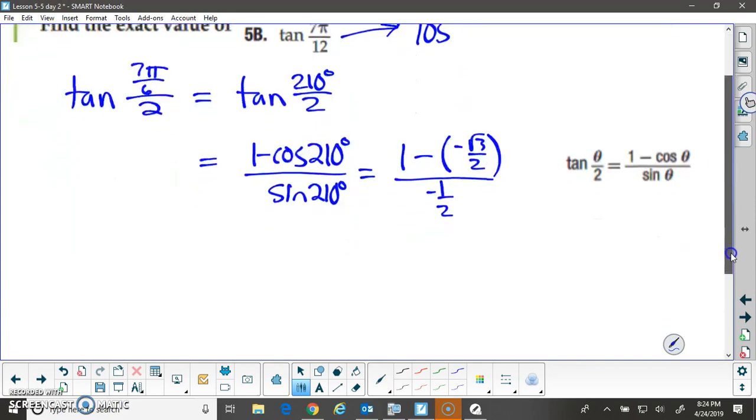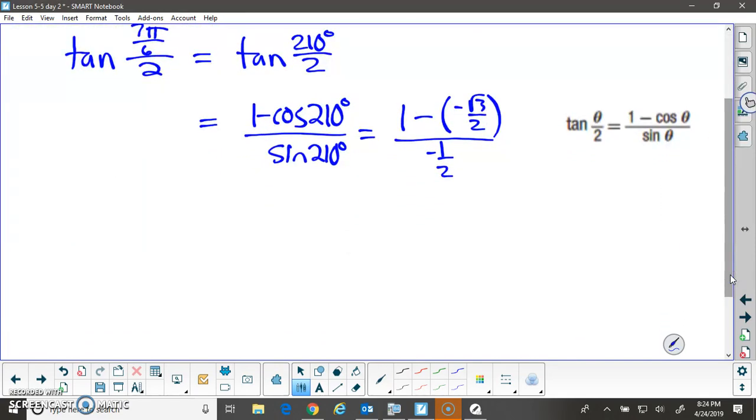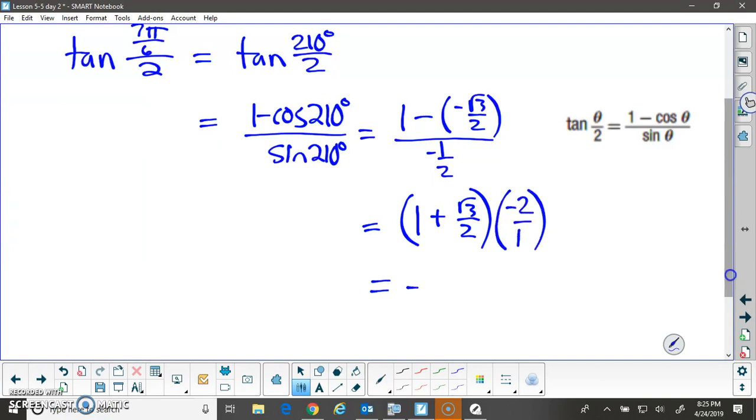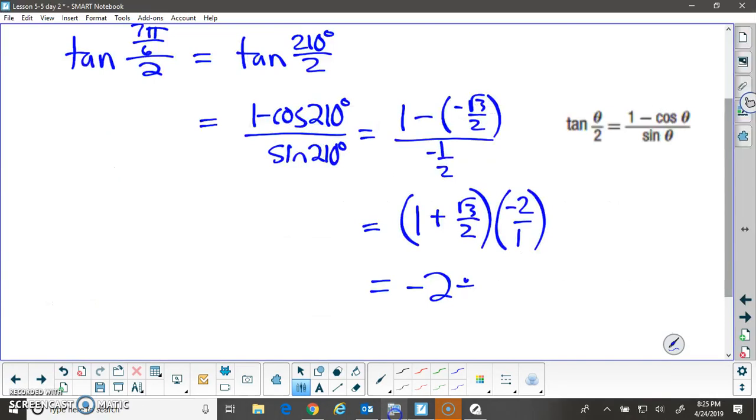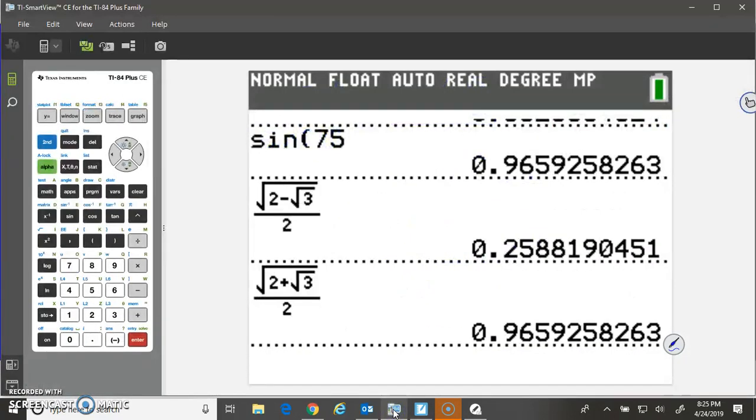So I've got to simplify this answer, and the double negative on the top is going to give me 1 plus the square root of 3 over 2. And then I'm going to take that all times the reciprocal of the bottom, which is negative 2 over 1. If I do that, I'm going to get negative 2 minus the square root of 3.